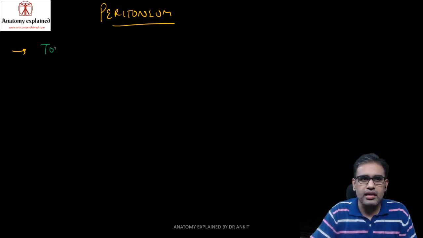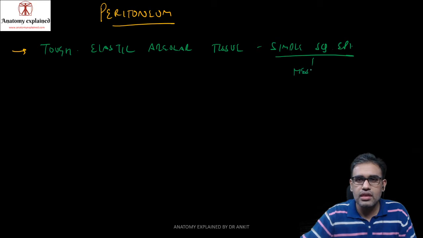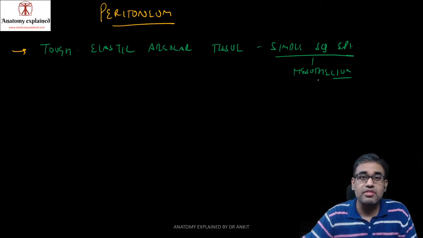So peritoneum, by definition, is not a very loose layer, but it is actually a tough layer of elastic areolar tissue, which is lined by simple squamous epithelium, that is known here as the mesothelium. So it secretes a fluid. So that is the basic idea of the definition of peritoneum.